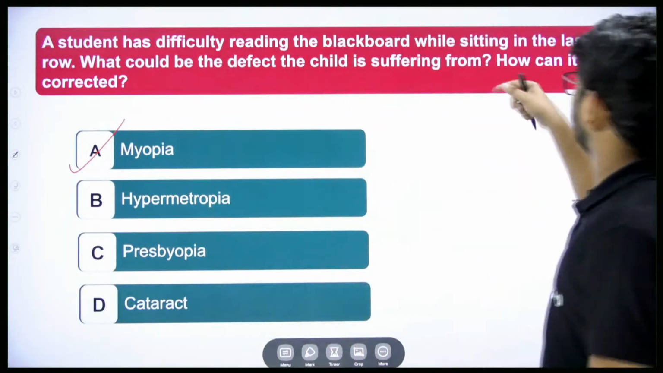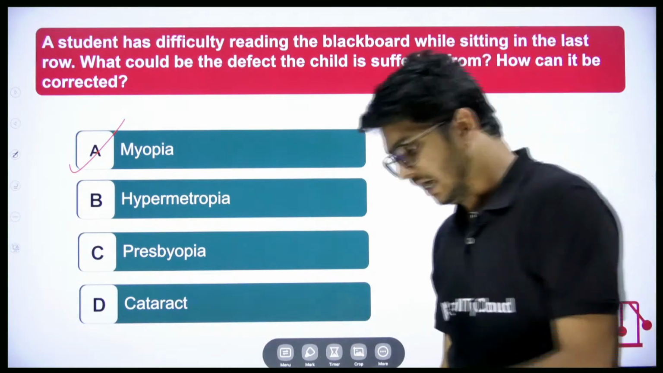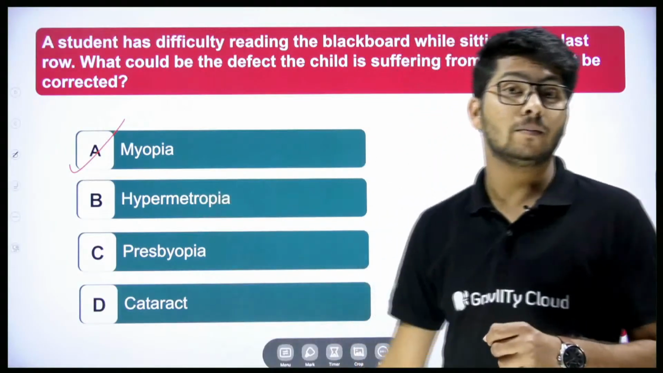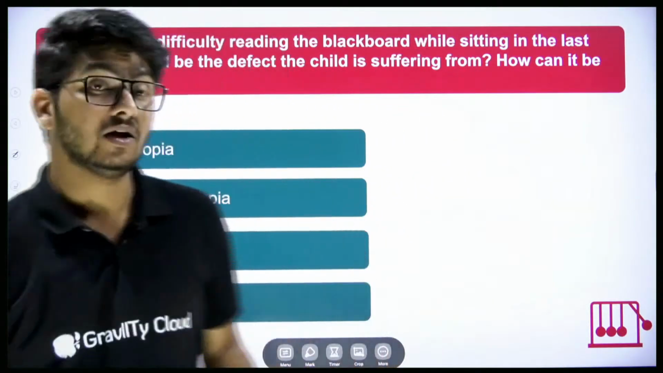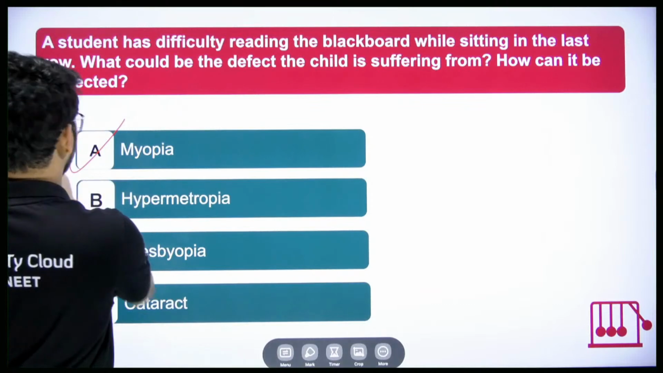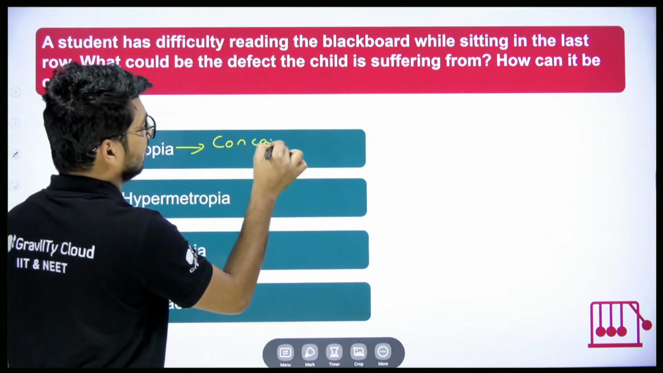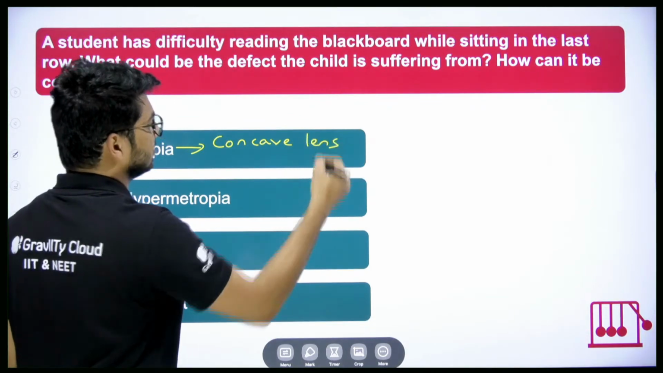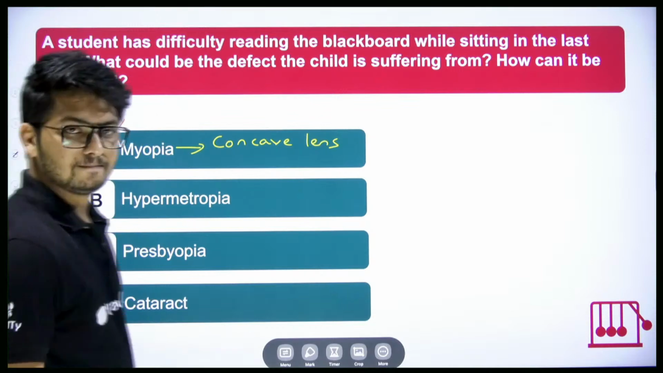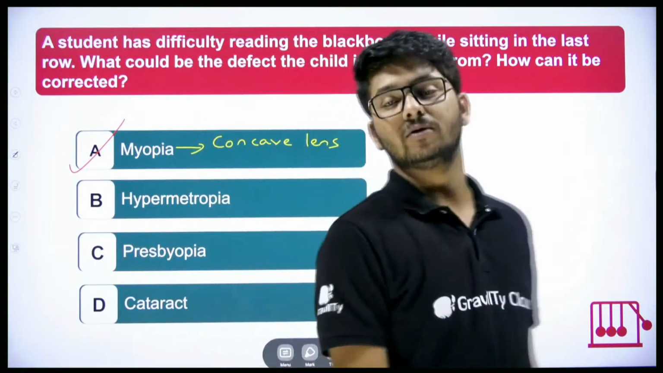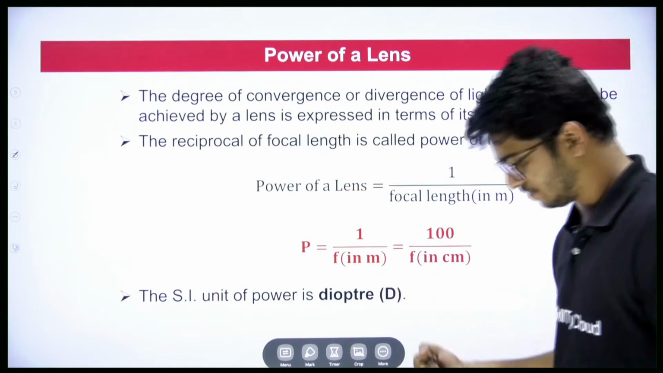And the next part of the question is, how can it be corrected? How do you correct myopia? Which lens do we use? We use a concave lens. So using a concave lens, it can be rectified. It can be corrected. Got it? Good. So now we'll go into power of a lens.